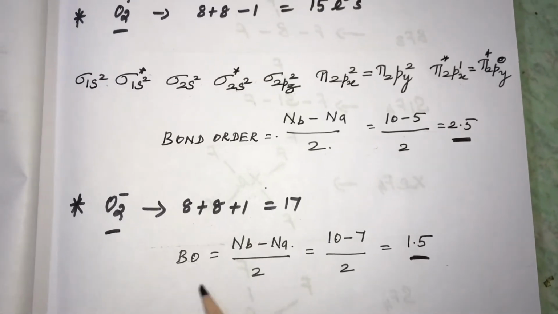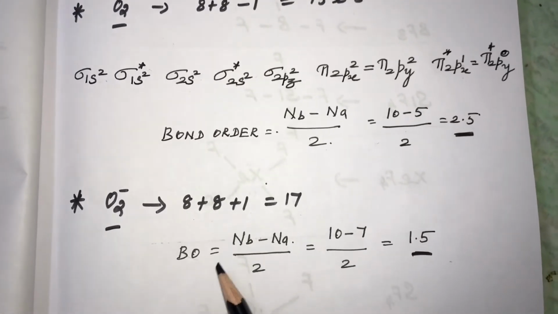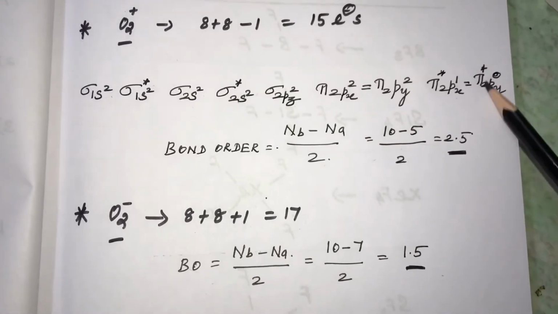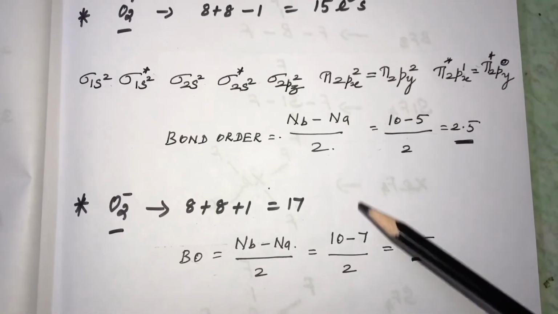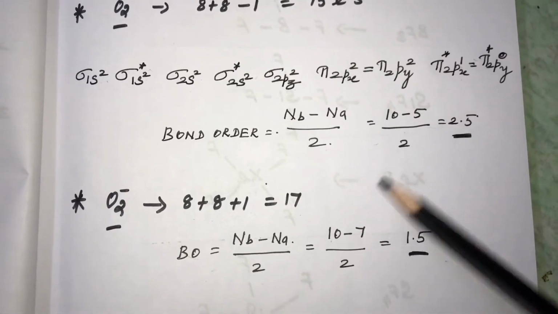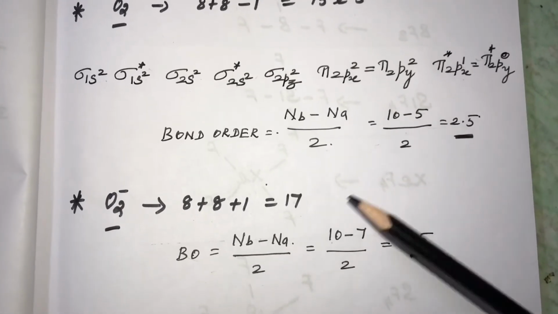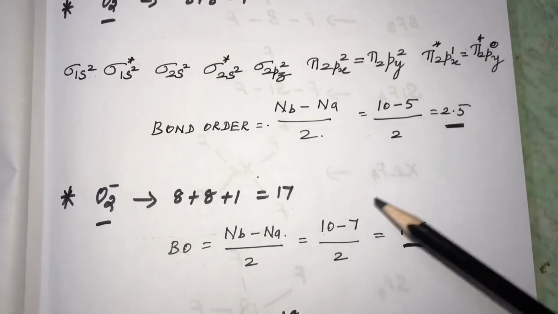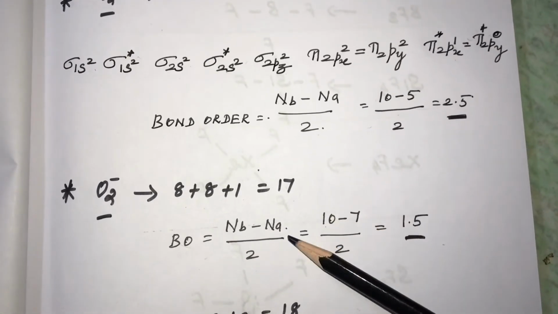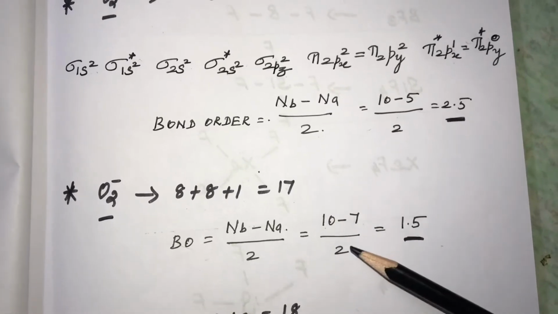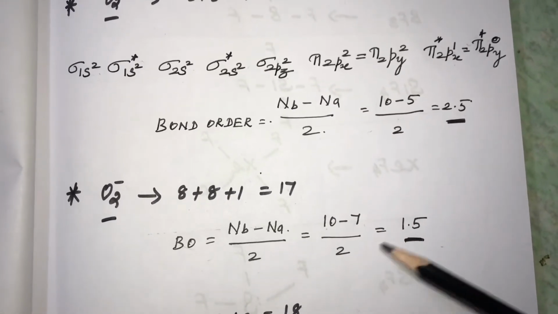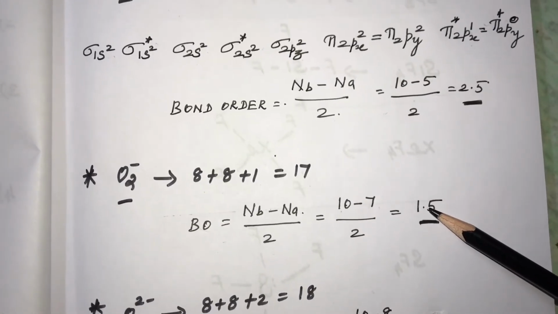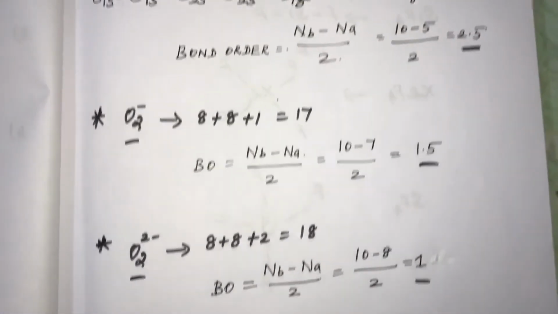So for O2 minus, the bond order is NB minus NA by 2. Already we have calculated the number of bonding electrons is 10. That extra 2 electrons going to antibonding only, thereby here the antibonding electrons is 7. So 10 minus 7, 3 by 2, here the bond order is 1.5 for O2 minus.